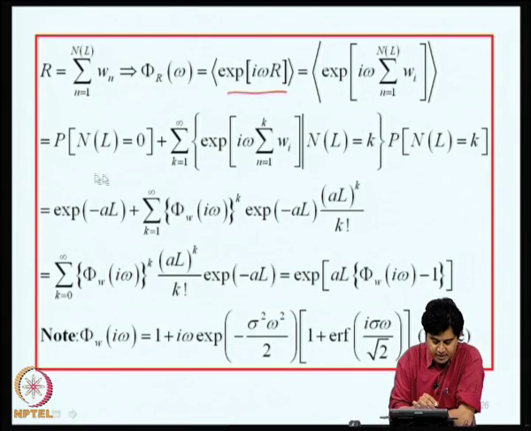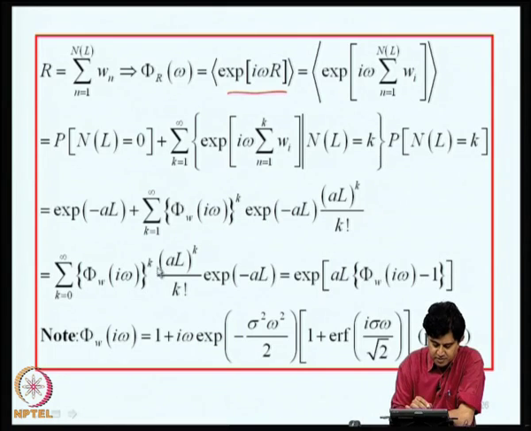So, we begin by considering the situation when there are no loads on the structure. That is the probability of N(L) equal to 0, plus the summation from k equal to 1 to infinity of the expectation of exponential of iω times the summation n from 1 to k of W_i, conditioned on N(L) equal to k, times the probability of N(L) equal to k. The probability of N(L) equal to k is given by e raised to minus αL, times (αL) to the power of k, by k factorial. The expectation is nothing but the characteristic function of the IID sequence W. We need to multiply them because they are all independent. So, this becomes φ_W(iω) to the power of k.